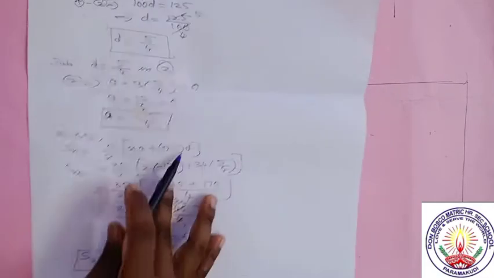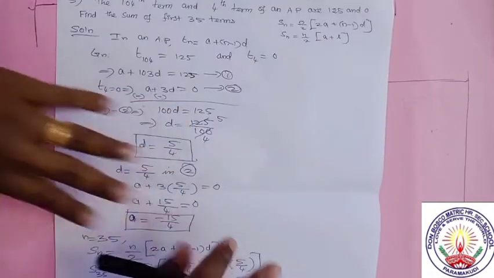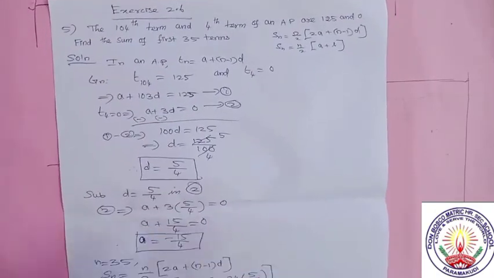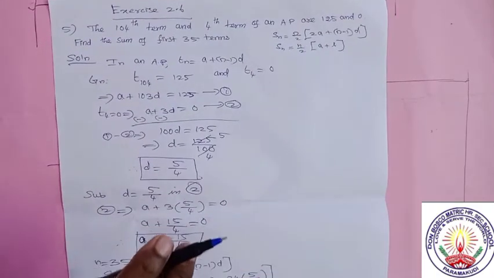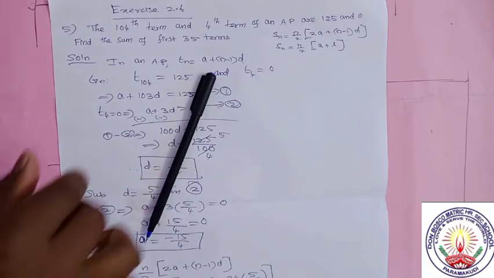Therefore the sum of the first 35 terms is 612.5. So this is a very important 5 mark question, and a very simple 5 mark question. If you have any doubt, you can ask me.